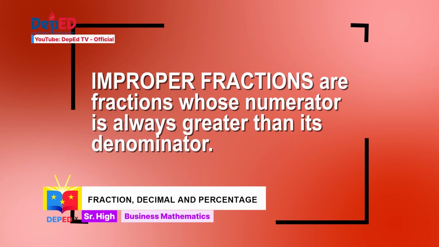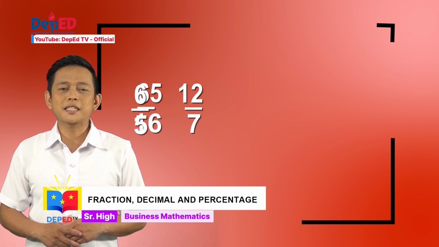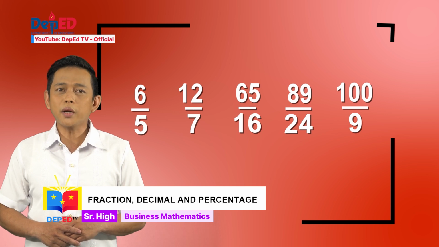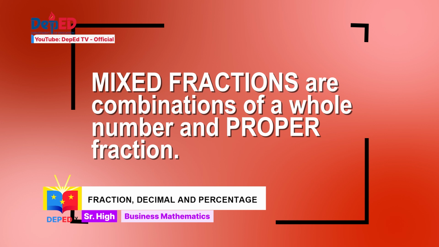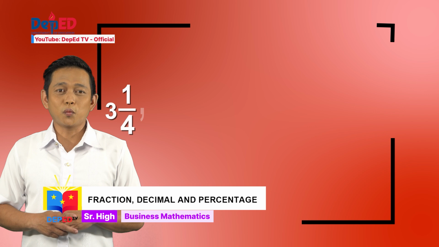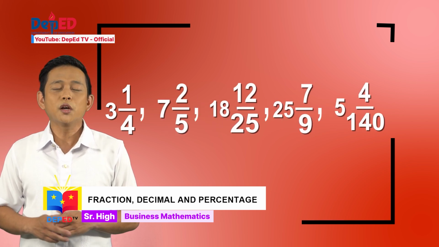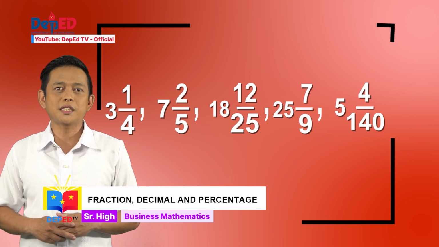Improper fractions are fractions whose numerator is always greater than its denominator. Some examples of this type are 6/5, 12/7, 65/16, 89/24, and 100/9. Mixed fractions are combinations of a whole number and a proper fraction. Examples are 3 1/4, 7 2/5, 18 12/25, 25 7/9, and 5 4/140.